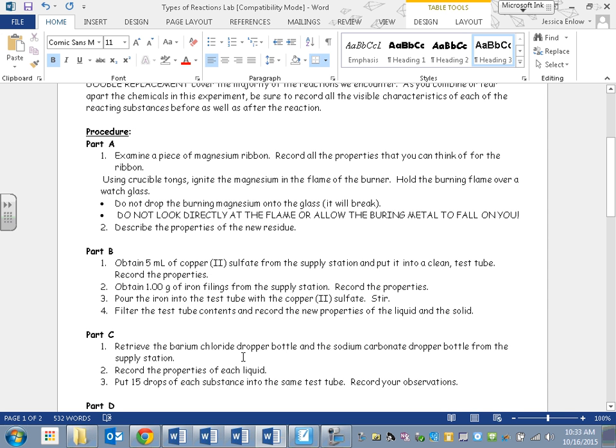Do not mix chemicals that should not be mixed. Because I want to make sure that you see the results you should be seeing, because that's how I'm grading you, right? So I want to make sure you're seeing what I should be seeing too.